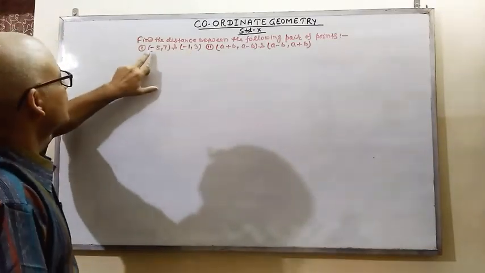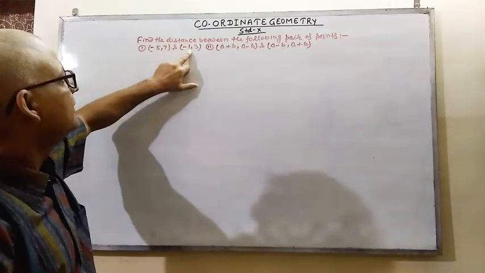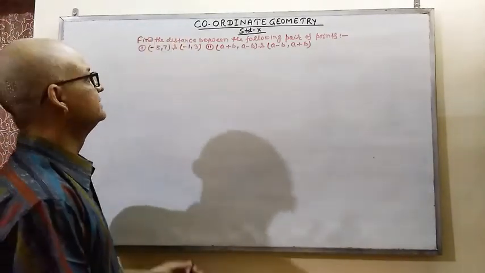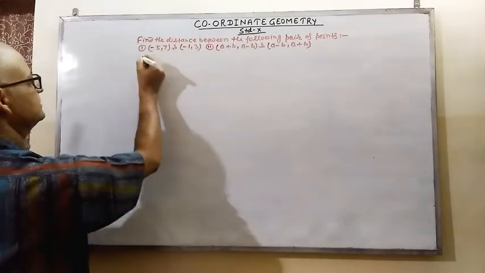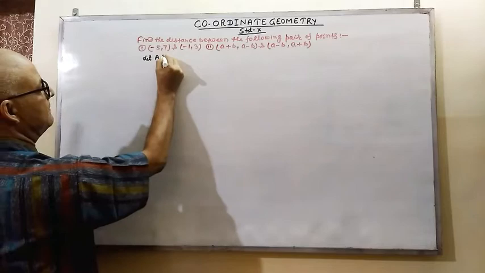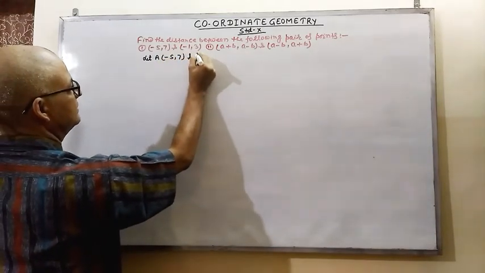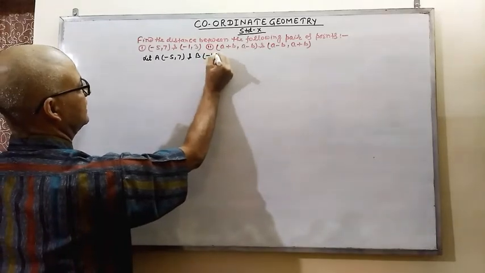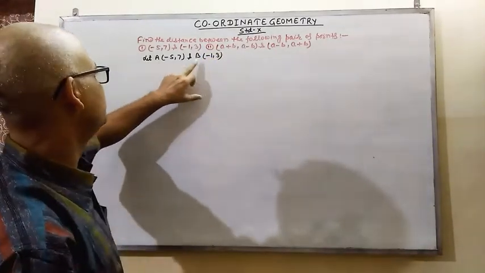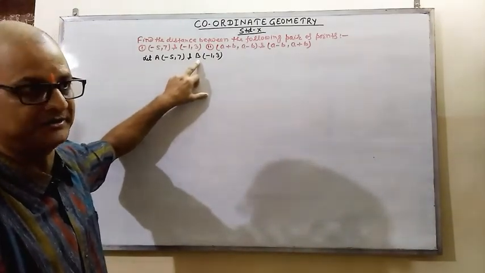First thing, the name of this coordinate is not mentioned. If the name is mentioned, then there is no problem. If the name is not mentioned, then first we will suppose, like here, let A be minus 5, 7 and B be minus 1, 3. Then what is being asked? The distance between A and B. That means AB is being asked.